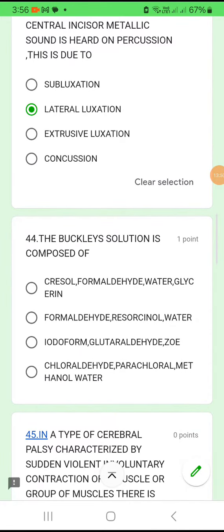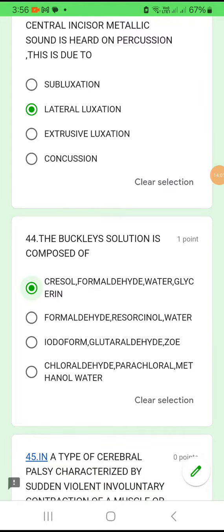Question number 44. The Buckley solution is composed of what all? The composition of Buckley solution: cresol, formaldehyde, water, glycerin. Yes, the first option is correct. Okay. Cresol, formaldehyde, water and glycerin is the main content of Buckley solution.